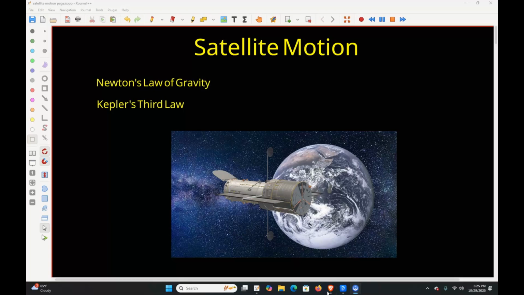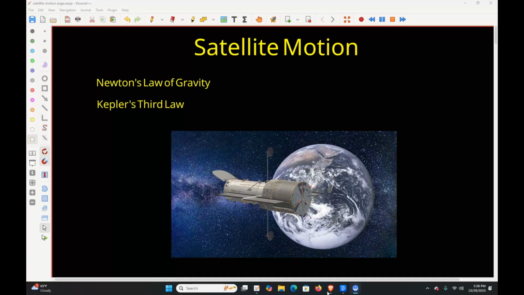Have you ever wondered how fast a satellite must travel to stay in orbit, or how long it takes to circle the Earth? In today's lesson, we're diving into satellite motion, connecting Newton's law of gravitation with Kepler's third law to calculate both the orbital velocity and the period of a satellite.